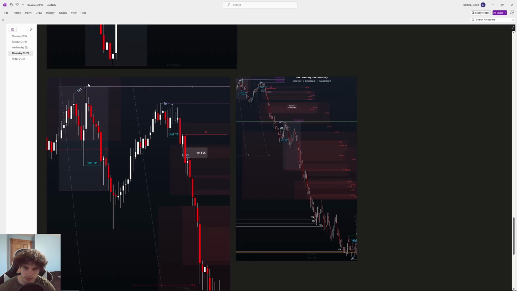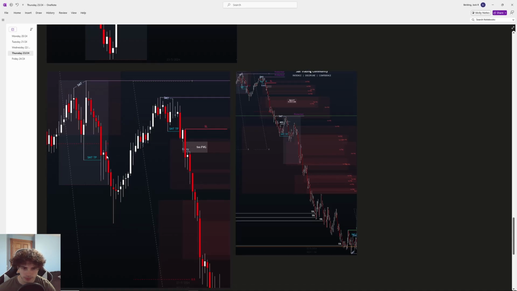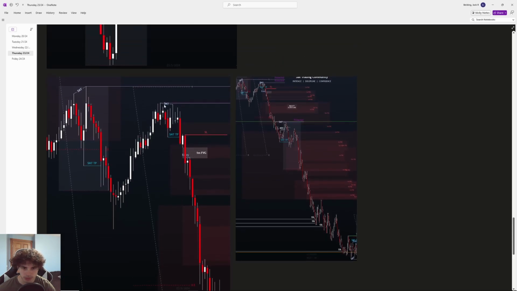We create an SMT. This could signify a reversal and it's inside a macro. We get displacement down. Here could be one little entry right here. But as you can see, we kind of just come down, come back up. We form another SMT here. Another protected high formed. SMT TP, we come down.